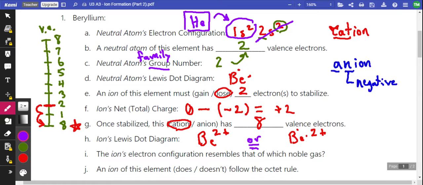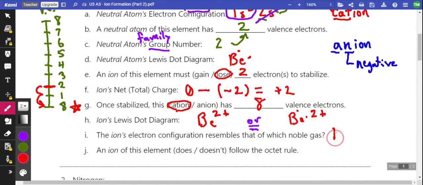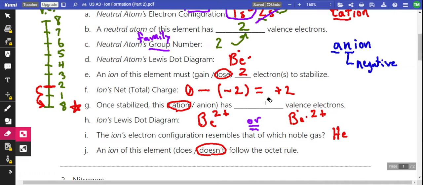So beryllium has successfully mimicked a noble gas. It's just not one that has 8 valence electrons. So it is still going to be stable by mimicking the electron configuration of helium. It doesn't follow the octet rule because it doesn't have 8 valence electrons. It has 2. So rather than octet, this is like a duet. So it does the same idea to stabilize. It is stable. It is more stable this way. It just doesn't hit that magic number 8.